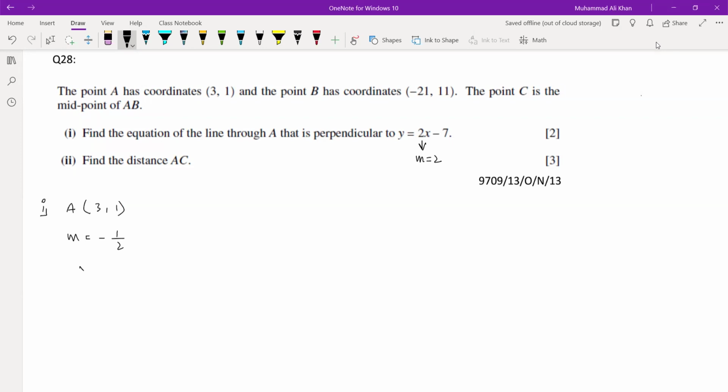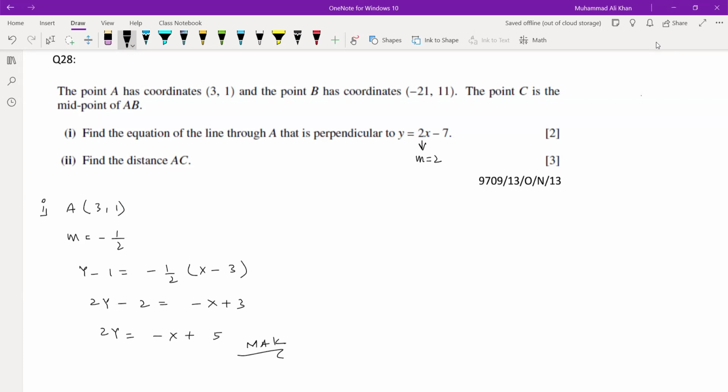So now by using y minus y1 equals m times (x minus x1), cross multiplying, 2y minus 2 equals minus x plus 3, and 2y equals minus x plus 5 is the equation of the line through A and perpendicular to the given line, right?